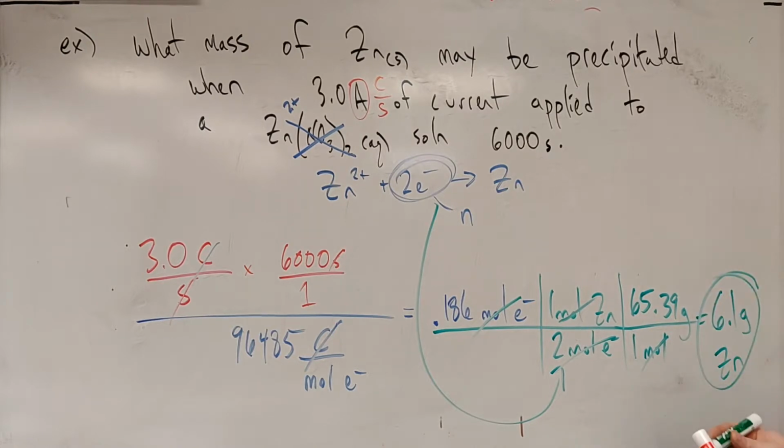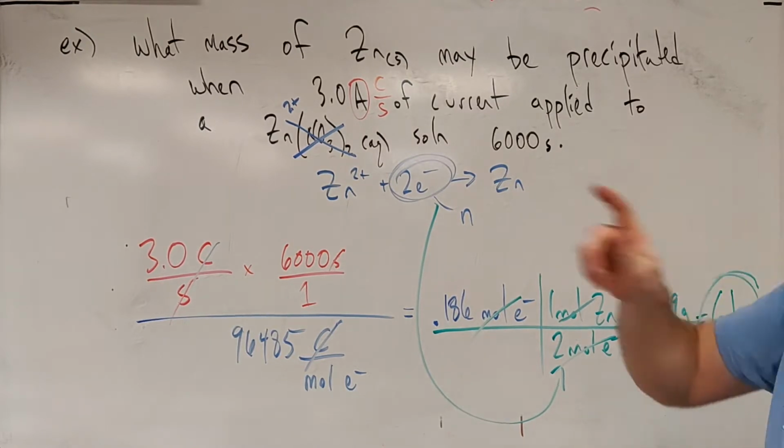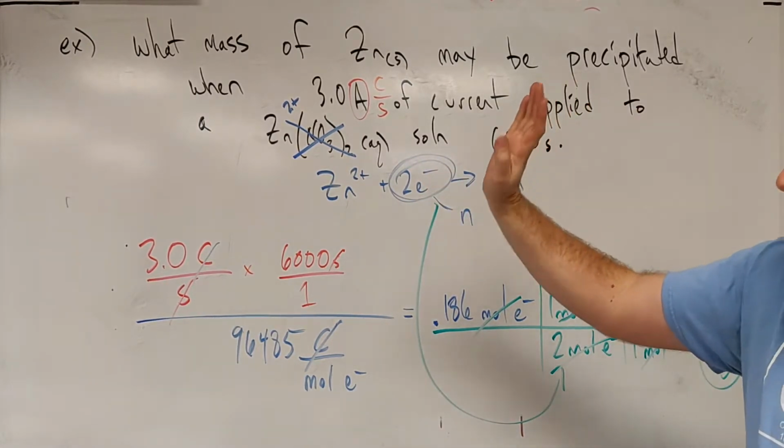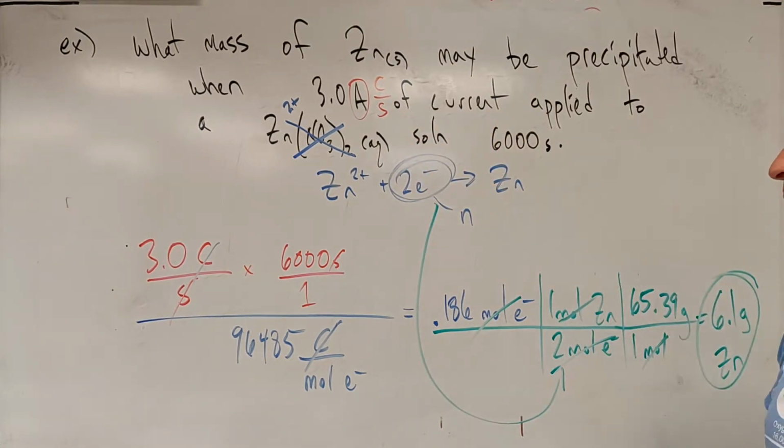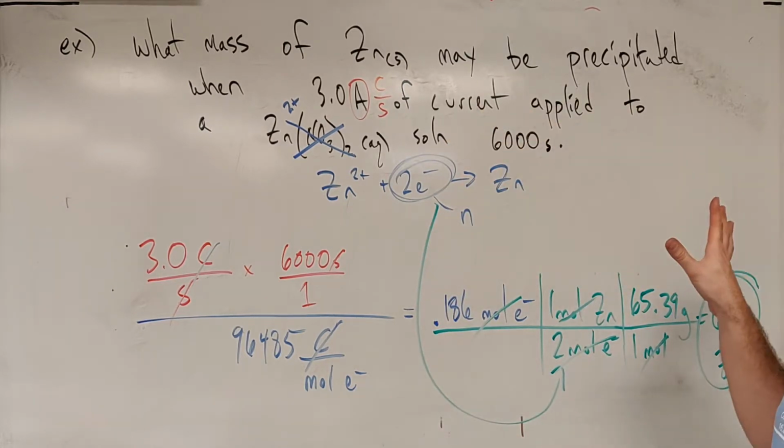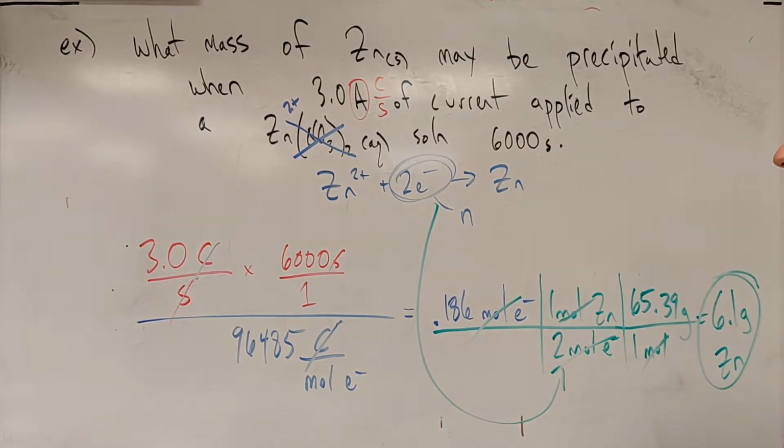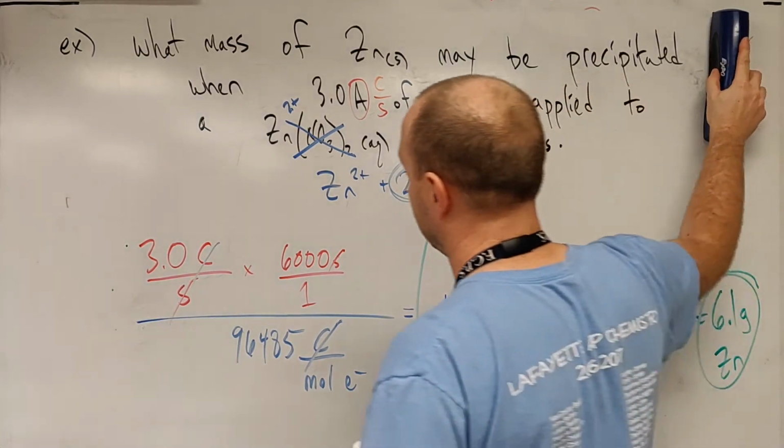All right? So what we're saying is if we take a zinc nitrate solution and apply a current of 3 amps for 6,000 seconds, we're going to get 6.1 grams of solid zinc precipitated out. And that's the basis of that. I'd like to look at one more example where we're looking for something other than mass, maybe like a time, and see how the dimensional analysis works there.